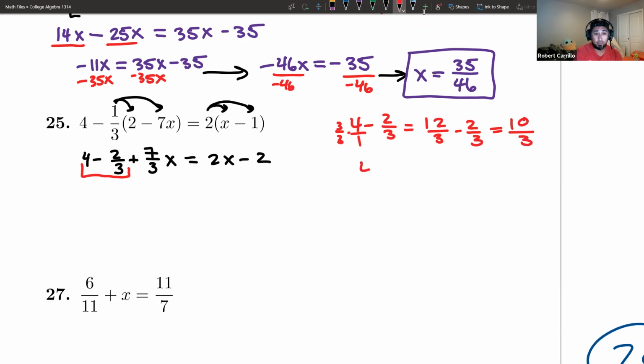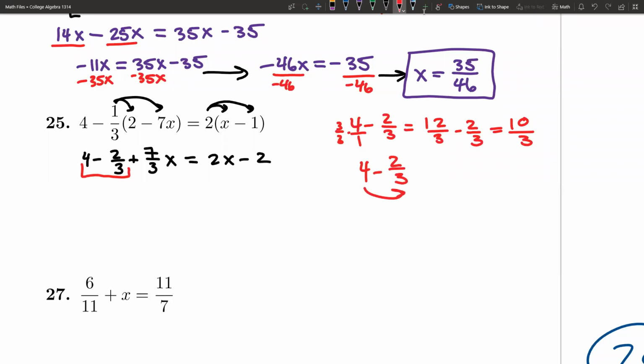Also, remember your fraction trick, y'all. What's 4 times 3? 12. What's 12 minus 2? 10. 10/3.